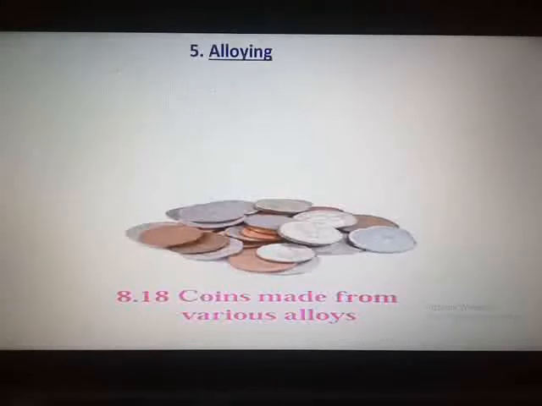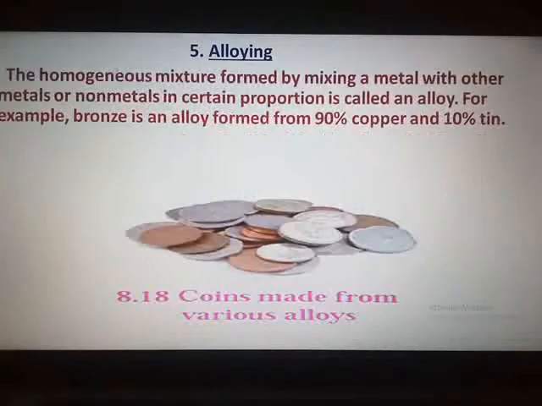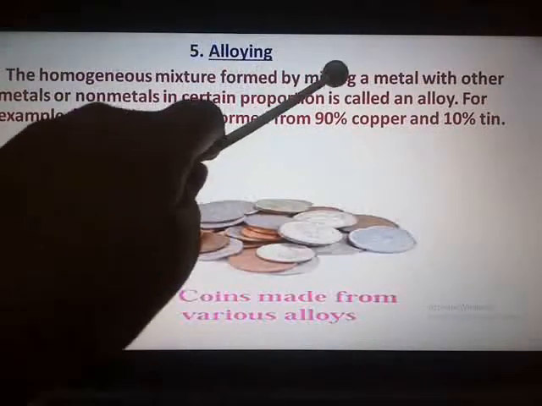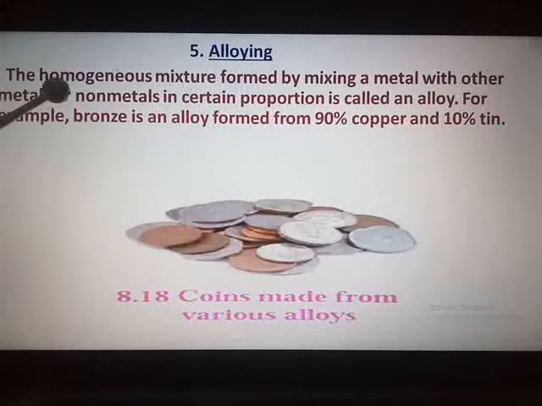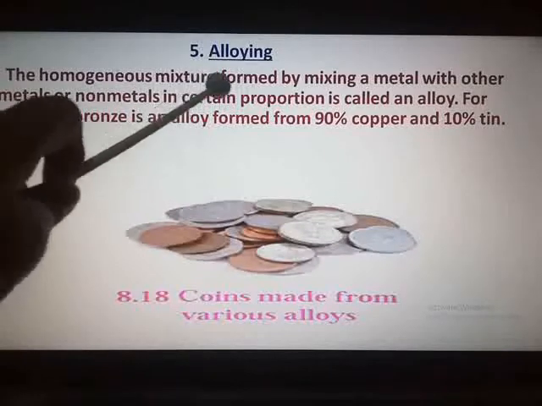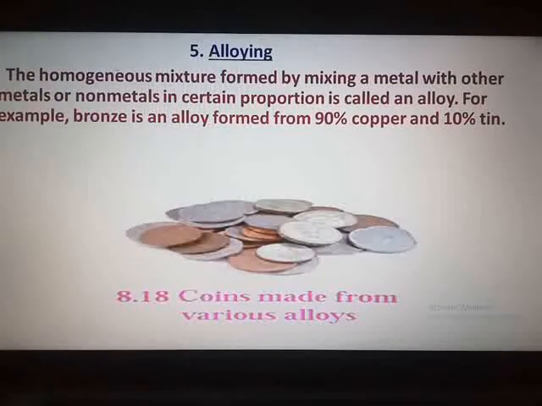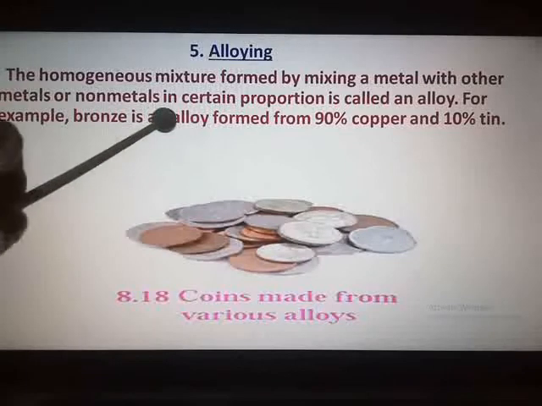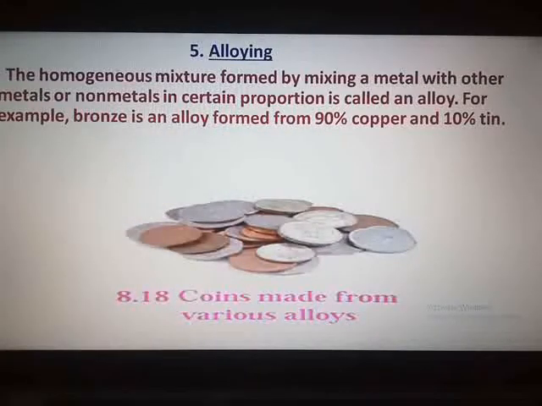Alloying means mixing. The homogeneous mixture which is formed by mixing a metal with other metals or non-metals in certain proportion is called an alloy. Example: bronze is an alloy which is formed from 90% copper and 10% tin.